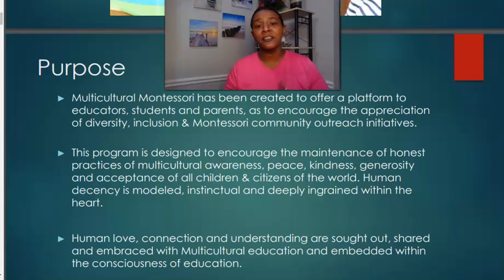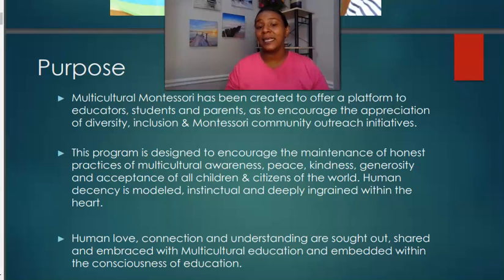So Multicultural Montessori has been created to offer a platform to educators, students, and parents to encourage the appreciation of diversity, inclusion, and Montessori initiatives. This program is designed to encourage the maintenance of honest practices of multicultural awareness, peace, kindness, generosity, and acceptance of all the children and citizens of the world.